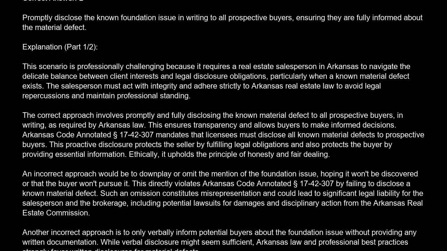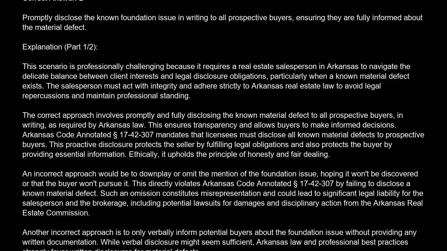The salesperson must act with integrity and adhere strictly to Arkansas real estate law to avoid legal repercussions and maintain professional standing. The correct approach involves promptly and fully disclosing the known material defect to all prospective buyers, in writing, as required by Arkansas law. This ensures transparency and allows buyers to make informed decisions. Arkansas Code Annotated Section 17-42-307 mandates that licensees must disclose all known material defects to prospective buyers.